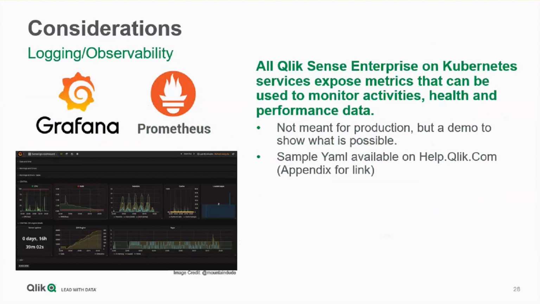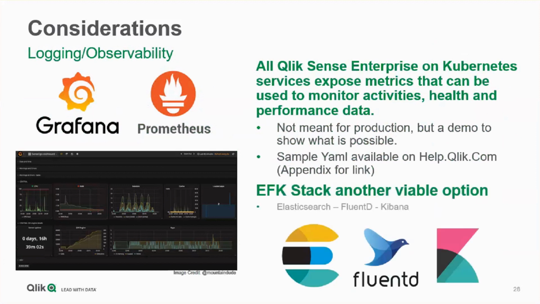Because things can break, you're going to want to set up a logging platform for Qlik Sense Enterprise on Kubernetes. There is a demo available on help.qlik.com of getting Grafana and Prometheus set up very quickly. When you contact support, these are going to be some of the things that we're going to need from a troubleshooting perspective to understand if you're having performance issues, right? There are other options that are available, though. You don't have to use Grafana and Prometheus. Those are just the examples that are out there. Another really popular stack is the EFK stack.